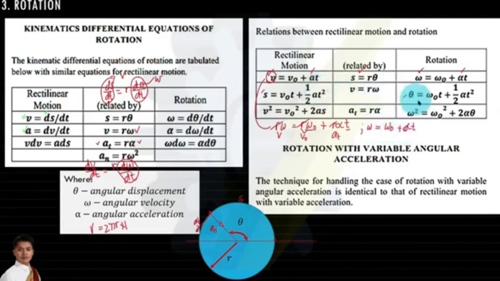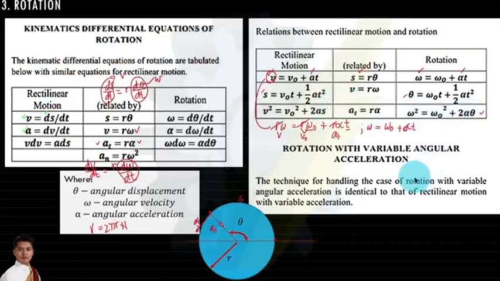In the same manner with these two equations, we can change s by r theta, then v sub o by r omega sub o. Then for acceleration again, that is r alpha. Then for v, again we have r omega, v sub o is r omega sub o, and a again is r alpha. And then for s, we can replace that by r theta. So we can derive this equation.